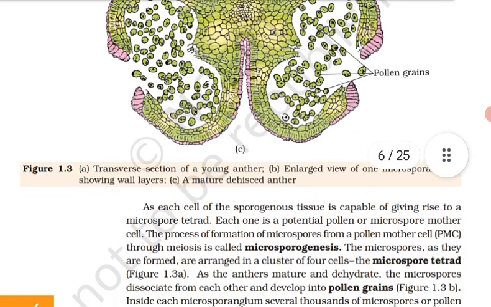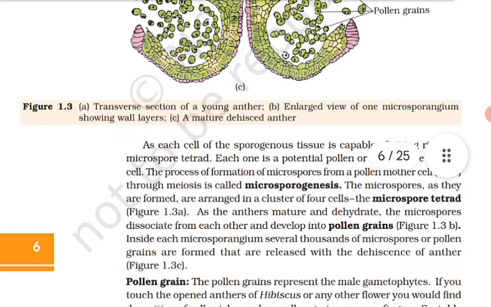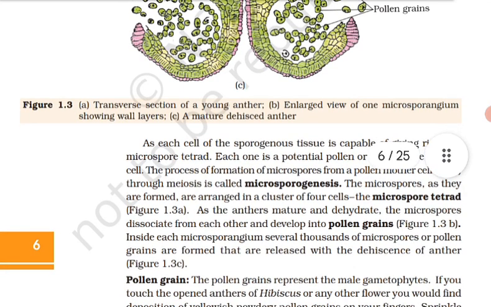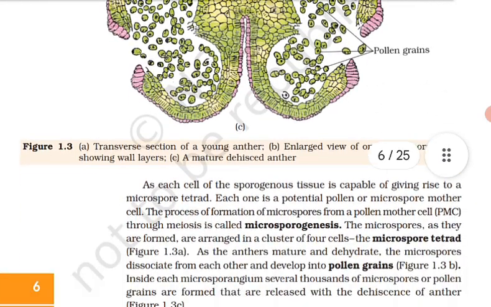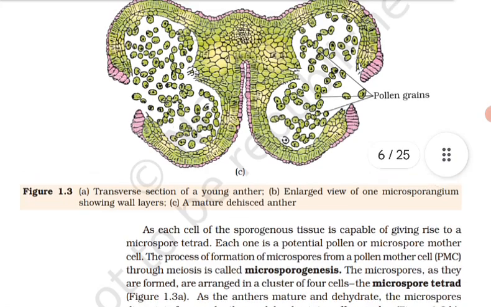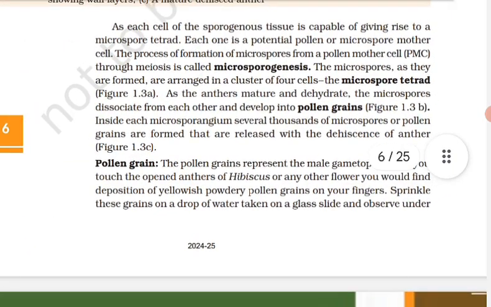When the anther is young, a group of compactly arranged homogeneous cells called the sporogenous tissue occupies the center of each microsporangium.